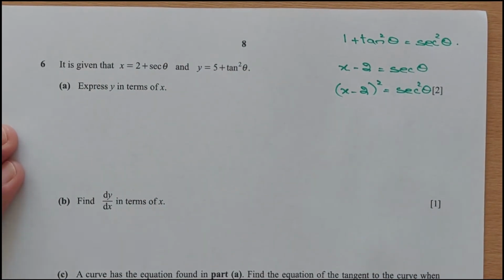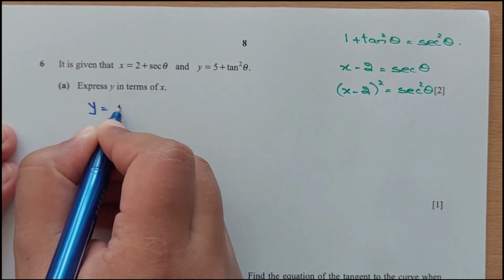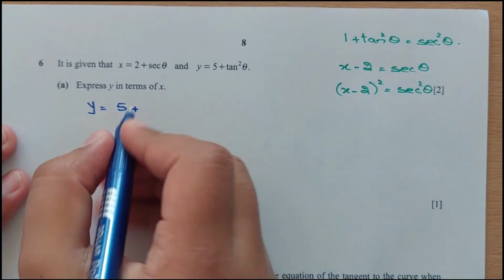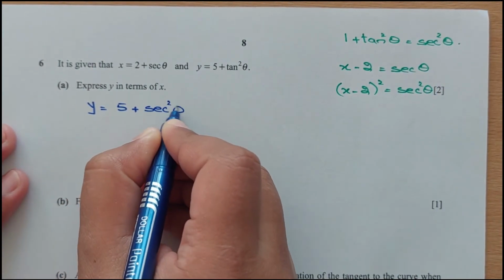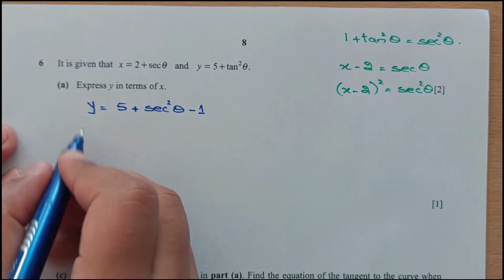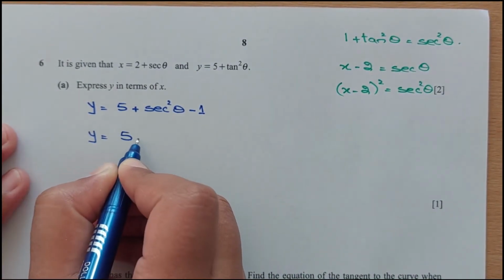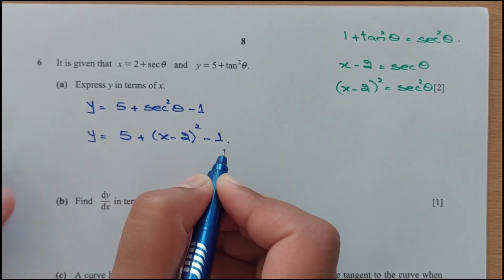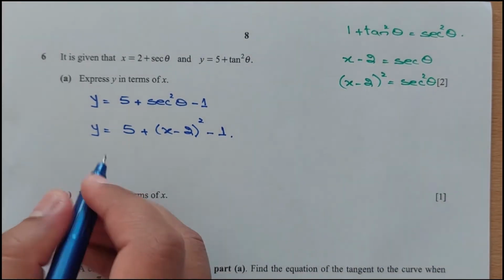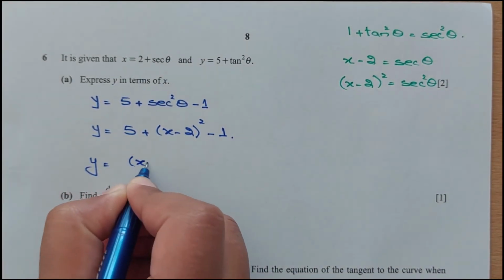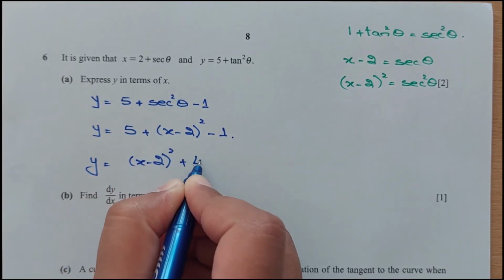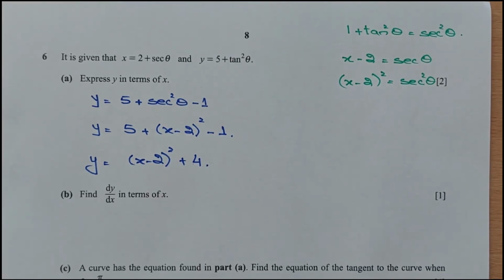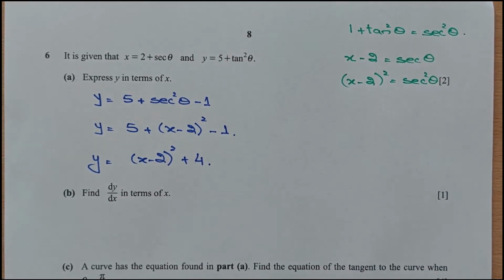Right. So let's solve this. y equals 5 plus tan square theta, which is equal to secant square theta minus 1. Secant square theta minus 1, and we have secant square theta is this. y equals 5 plus secant square theta, which is x minus 2 whole square minus 1. Right. And to solve for y in terms of x, we have y equals x minus 2 whole square plus 4. Right. Now this is for the a part. Moving to part b, find dy by dx in terms of x. Okay, the derivative of this function.